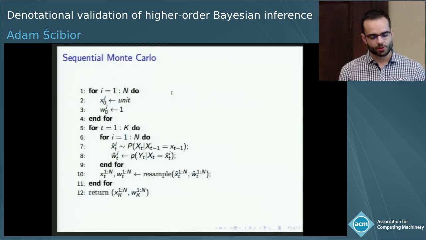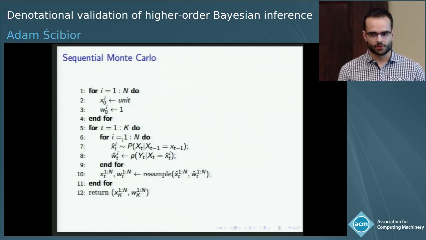So conceptually what happens here is you start by initializing n particles, and then your particles are going to run through the program. T indexes observations in your program, and i indexes particles.